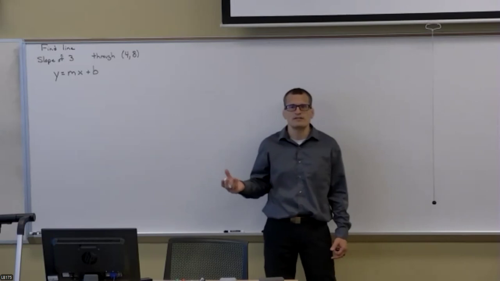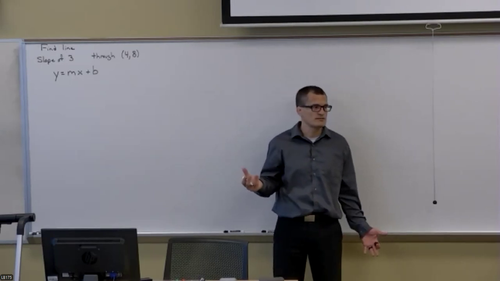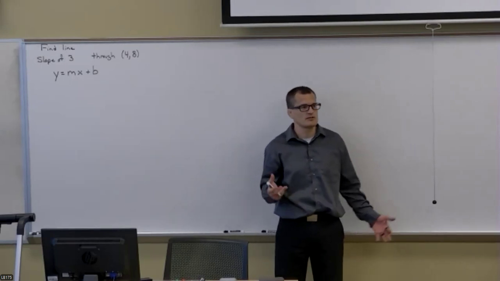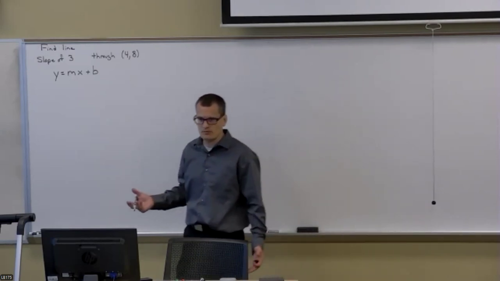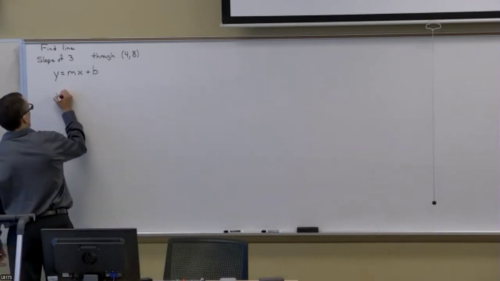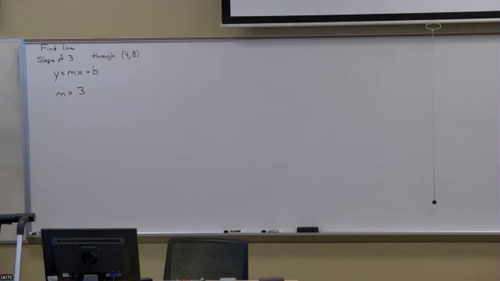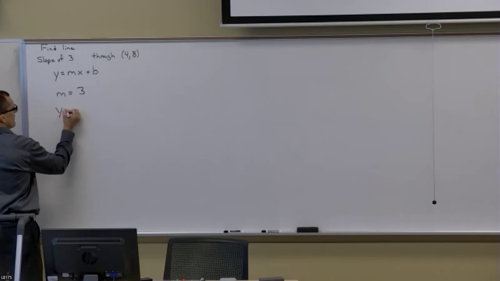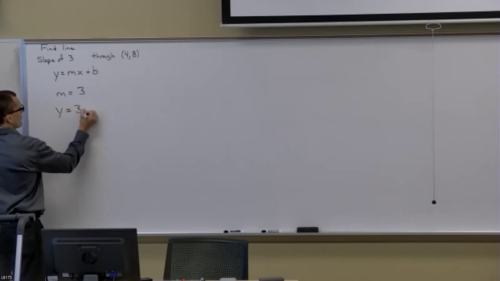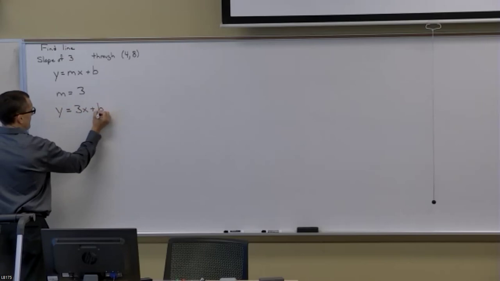In this one, the slope is given to us. There's really nothing to find as long as we can read. Slope is 3. We just write slope is 3. So all we have to do is say, now I know the m is going to be 3. So we write this as y equals 3x plus b.